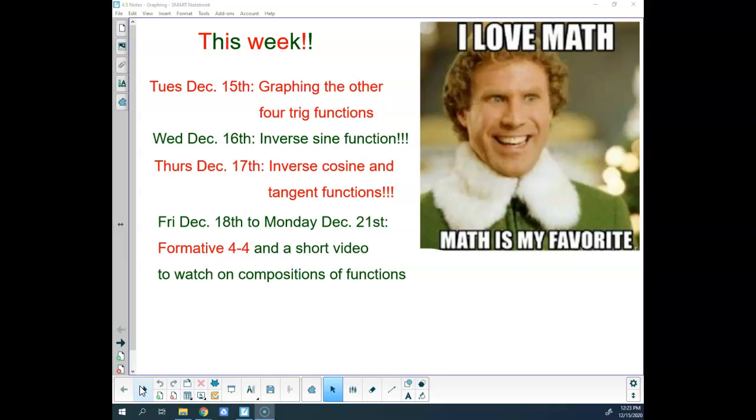Tuesday, 15th. Today we're going to graph the other four trig functions. So far we've graphed sines and cosines. Today we're going to graph the other four: tangent, cotangent, cosecant, secant. Then tomorrow we'll talk about inverse functions. We'll talk first about inverse sine tomorrow, and then Thursday will be more about inverse cosine and inverse tangent.